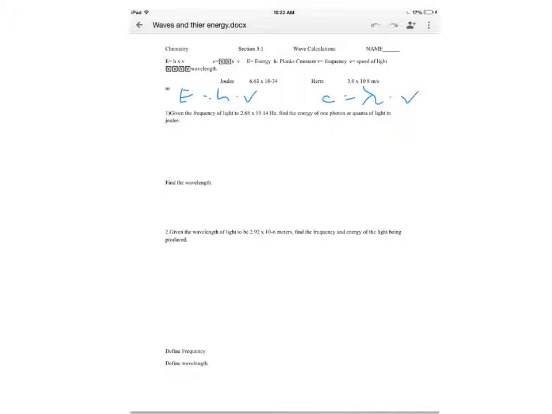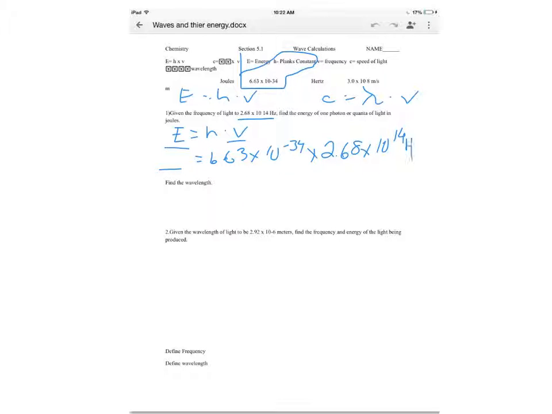The equation you should have selected was E equals H times V, because the equation is asking for the energy and giving the frequency. So I'm going to substitute in. I know I will not know the energy, but I know that H is right up here. It is right there. So if you can circle your information, H is 6.63 times 10 to the negative 34th. Now we find V from the problem, and V is going to be times 2.68 times 10 to the 14th hertz.